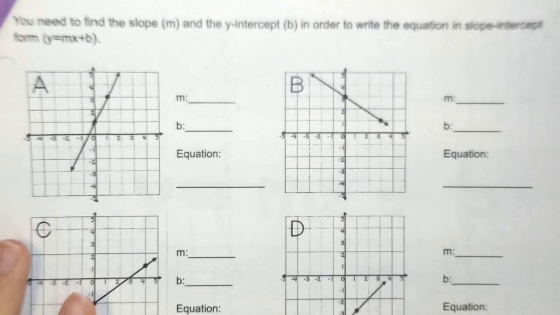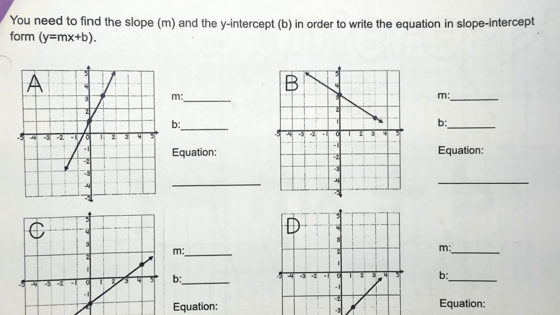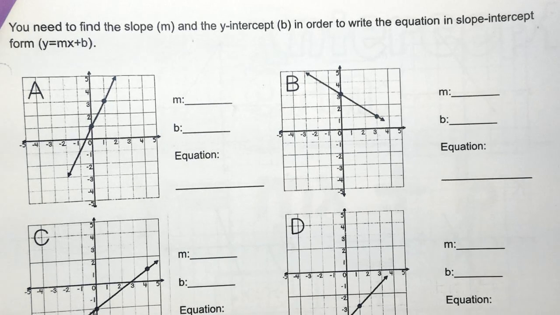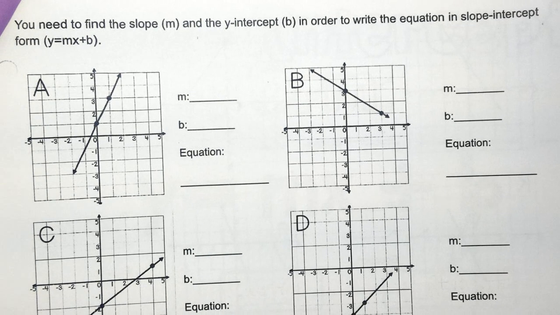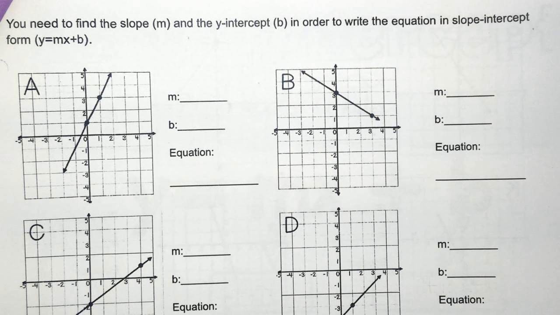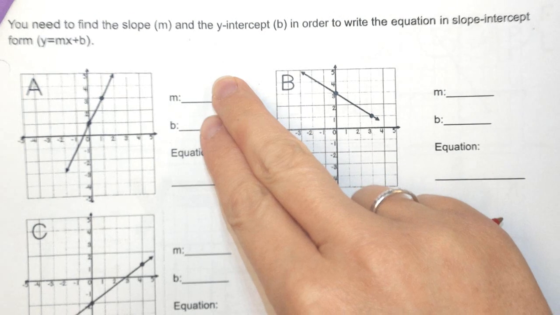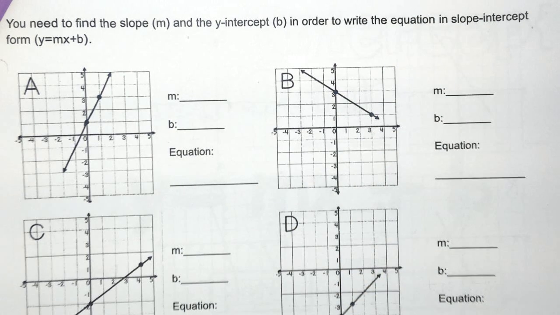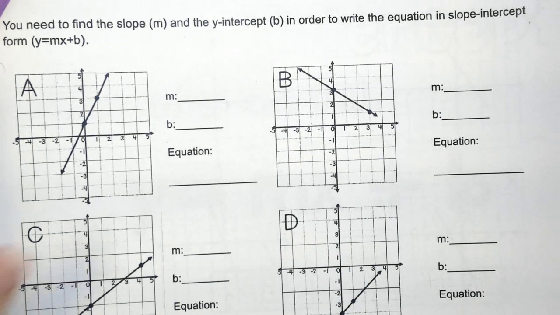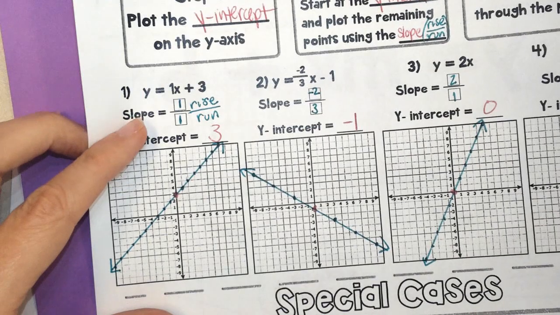All right, so now we're going the opposite way. Before, we were given the equation, and we had to know what the slope was, we had to know what the y-intercept was, and we had to be able to graph it. Now they're giving you the graph, and you have to come up with your slope and y-intercept so that you can write the equation. So it's going to be just backwards from this.